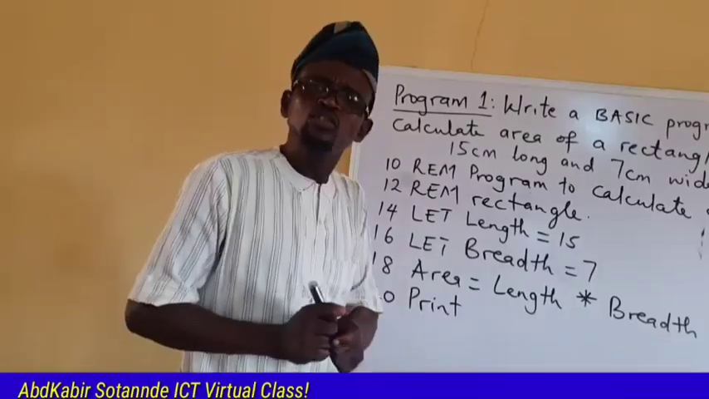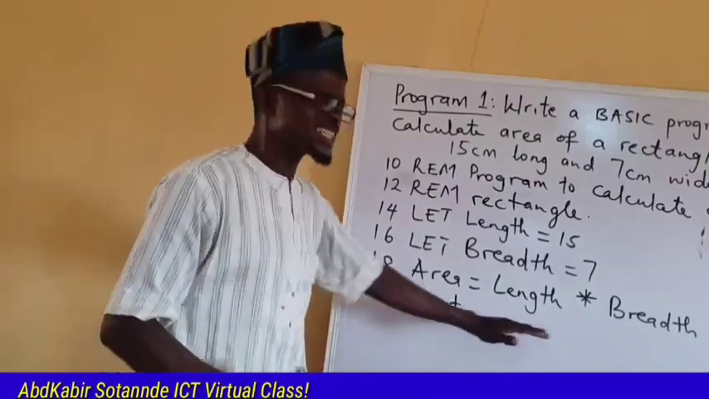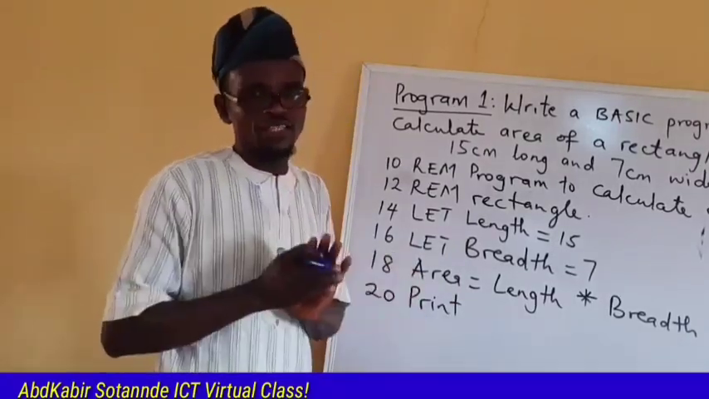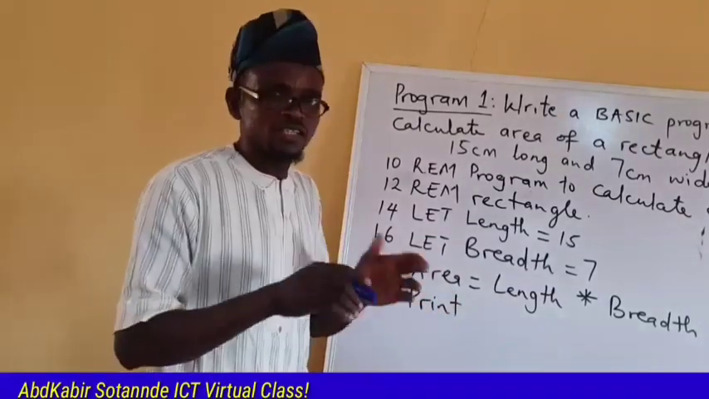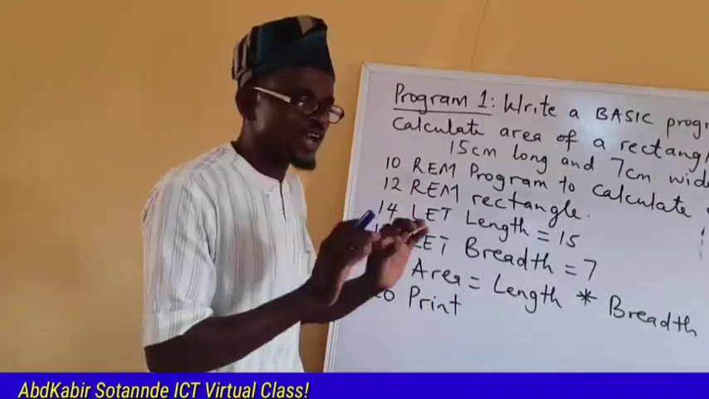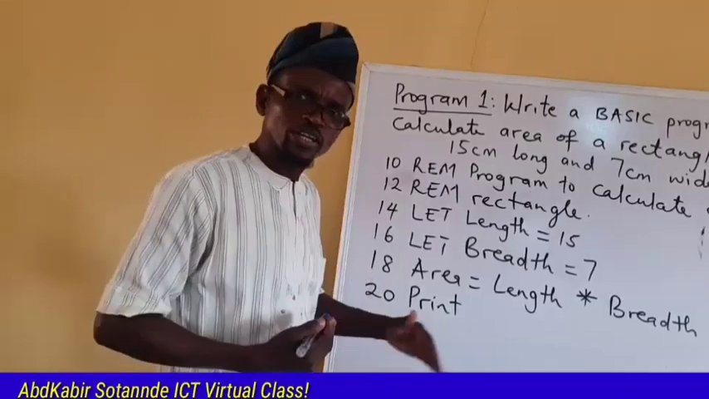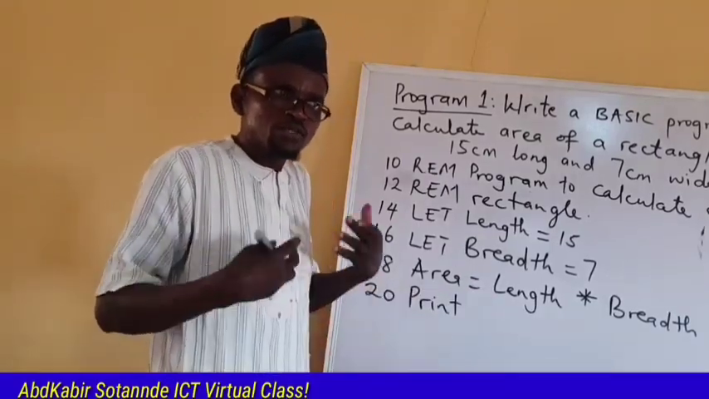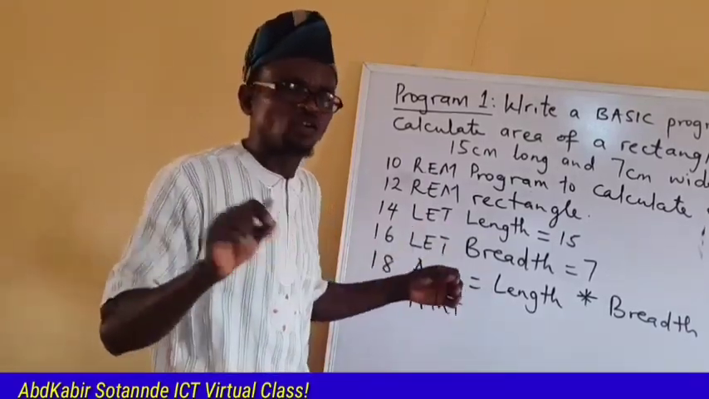But you know what? If I just write print area, it will just write the answer. For example, if the answer is 50, it will just write 50. For somebody who is using the program, the person may not understand the meaning of that 50.